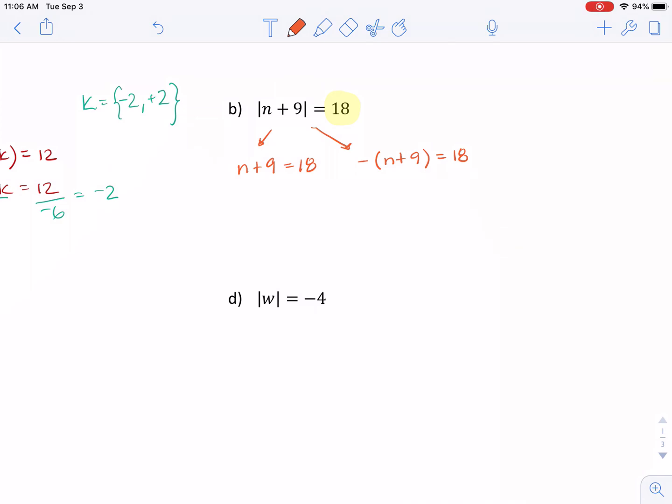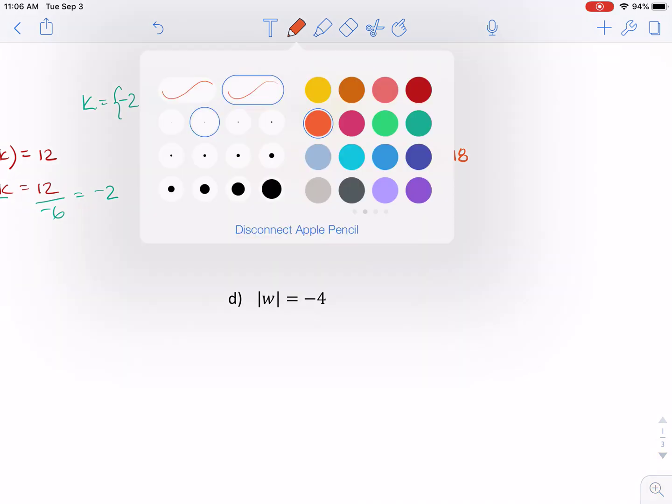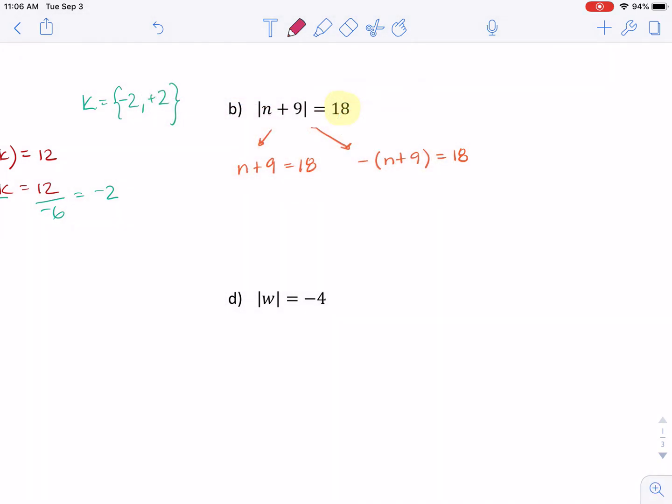We're going to solve both of these. It's almost easy to see the answer. What plus 9 equals 18? You guys already know that the answer is just going to be 9. But let's just do it all the way out. Let's subtract 9 from both sides of the equation, and we're going to get that n is equal to 9.